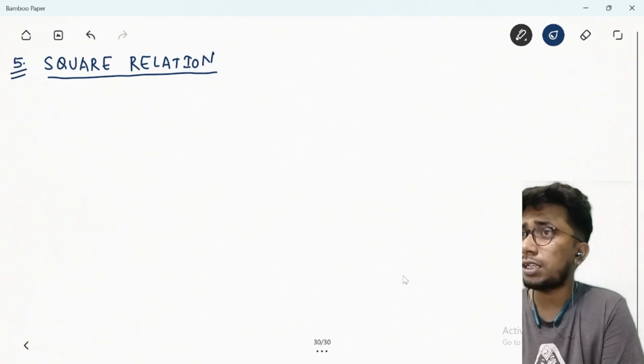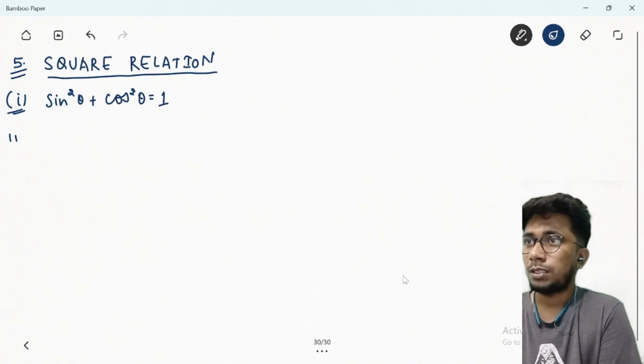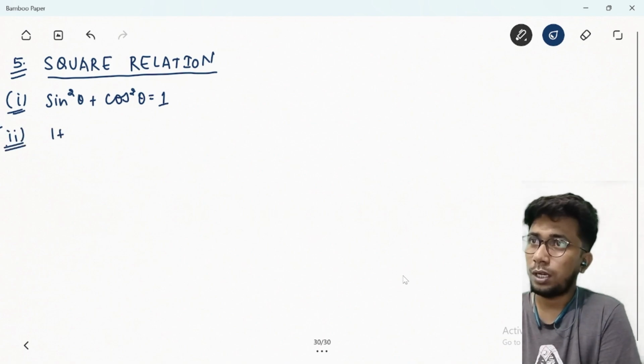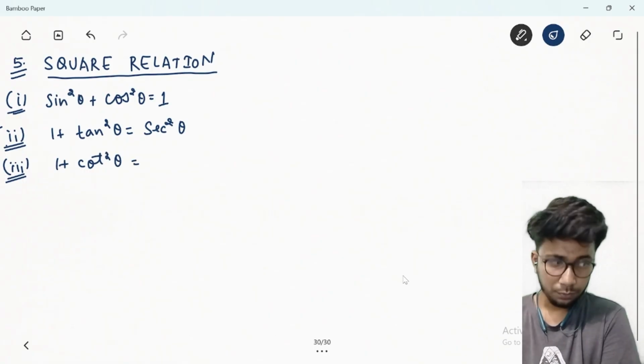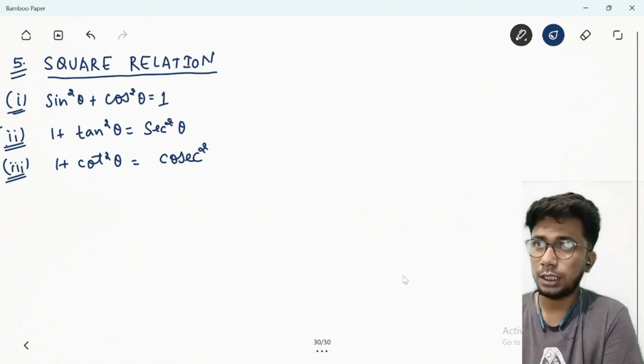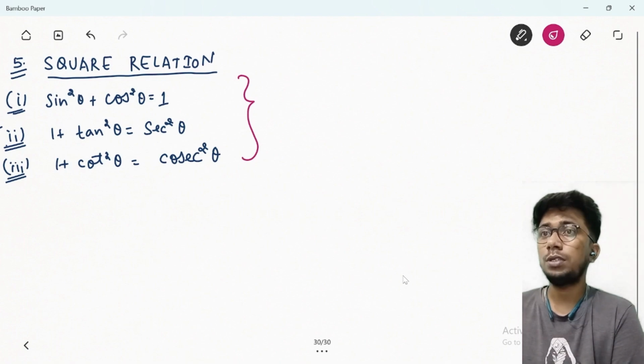There are basically 3 square relations. First one is sin square theta plus cos square theta is nothing but 1. Second one is 1 plus tan square theta is sec square theta. And the third one is 1 plus cot square theta is cosec square theta. So these 3 results are also very important and they should also be remembered by you.